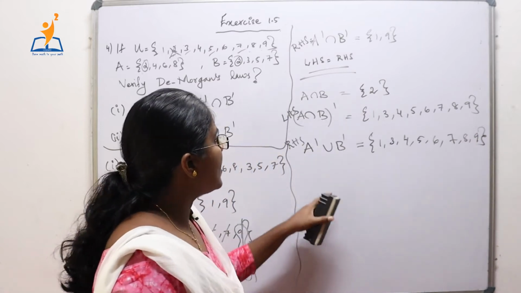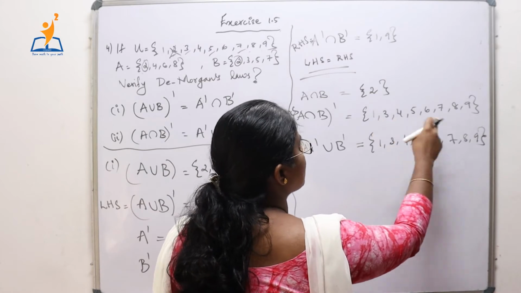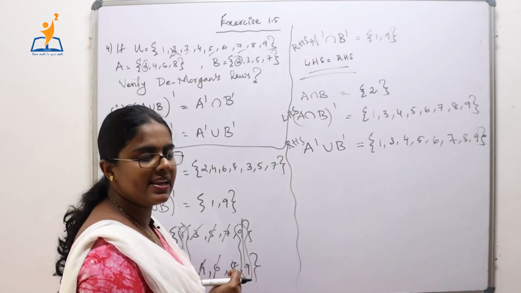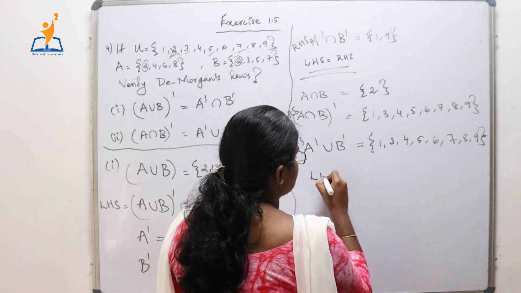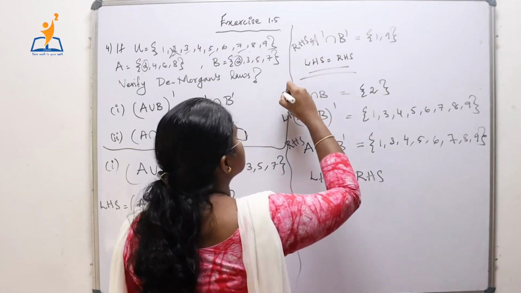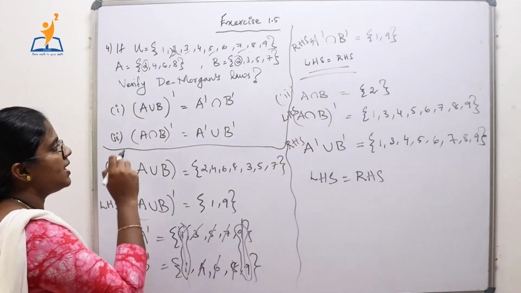So look at these LHS and RHS. It contains 1, 3, 4, 5, 6, 7, 8, 9, and here also 1, 3, 4, 5, 6, 7, 8 and 9. So we can say that LHS equals RHS in the second case also. So that's the verification for De Morgan's law.